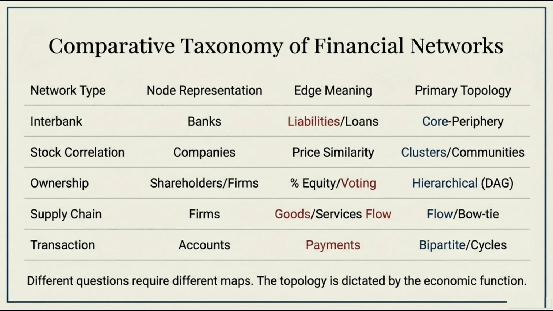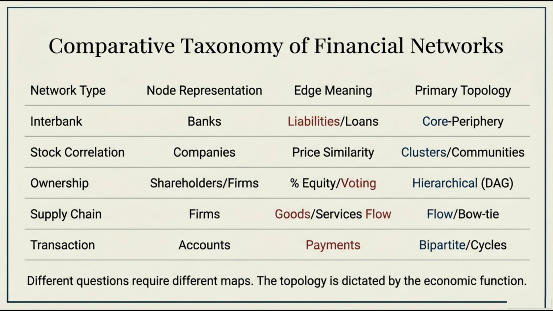This slide gives us a comparative taxonomy of financial networks, and it is one of the most important summary views in the lecture. The table compares 5 types: interbank, stock correlation, ownership, supply chain, and transaction networks. For each one, it tells us what the nodes represent, what the edges mean, and what the primary topology usually looks like. Interbank networks use banks as nodes, and liabilities, or loans as edges, often producing a core periphery structure.